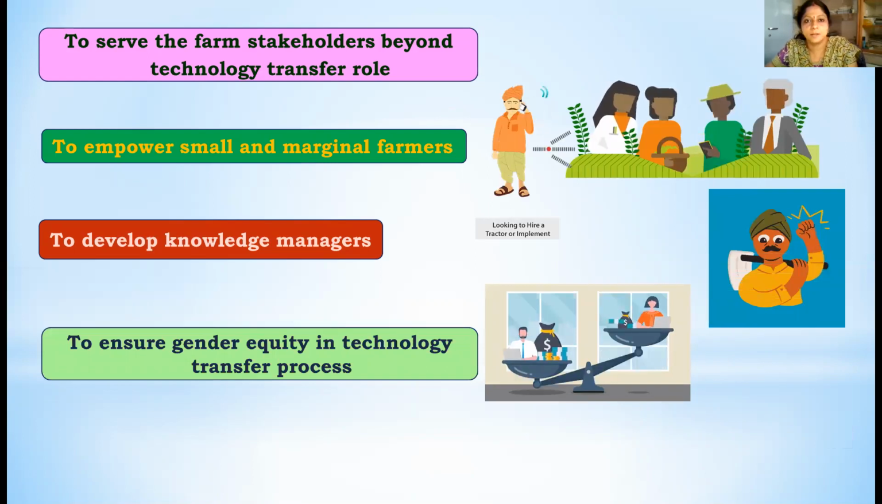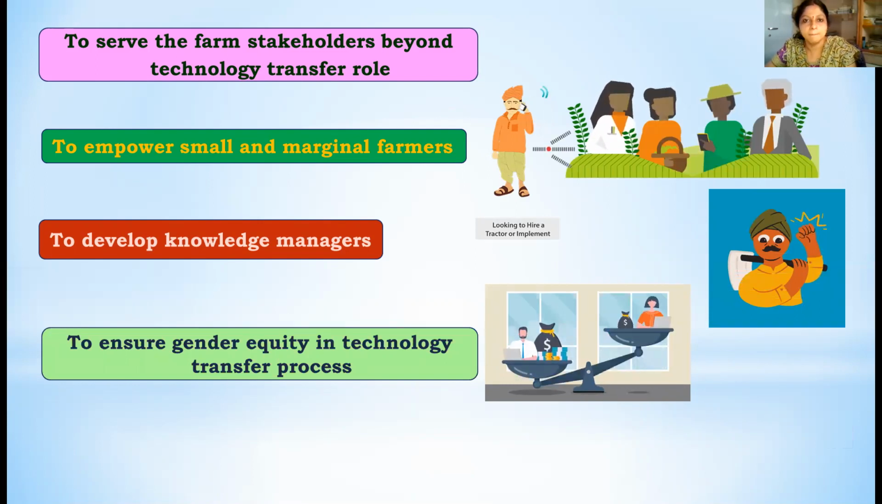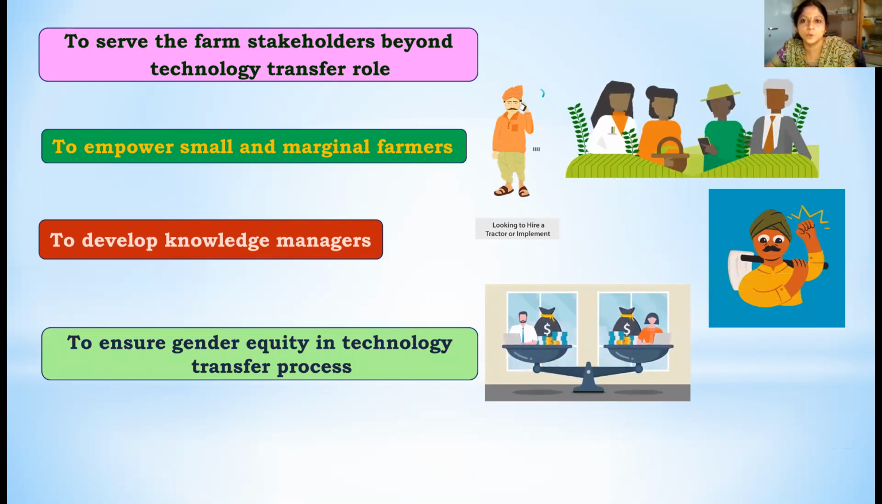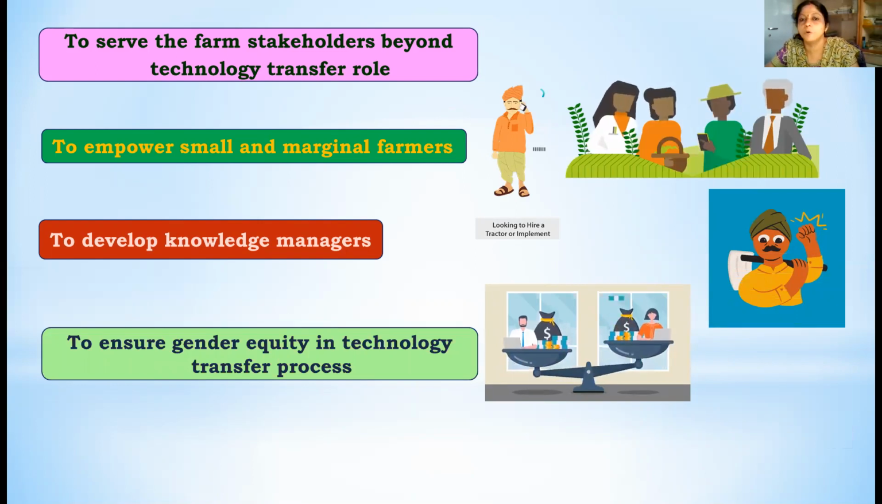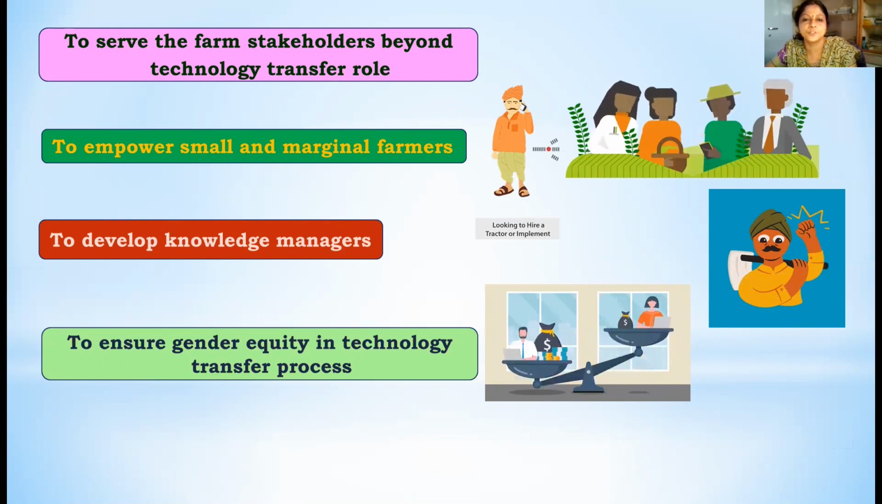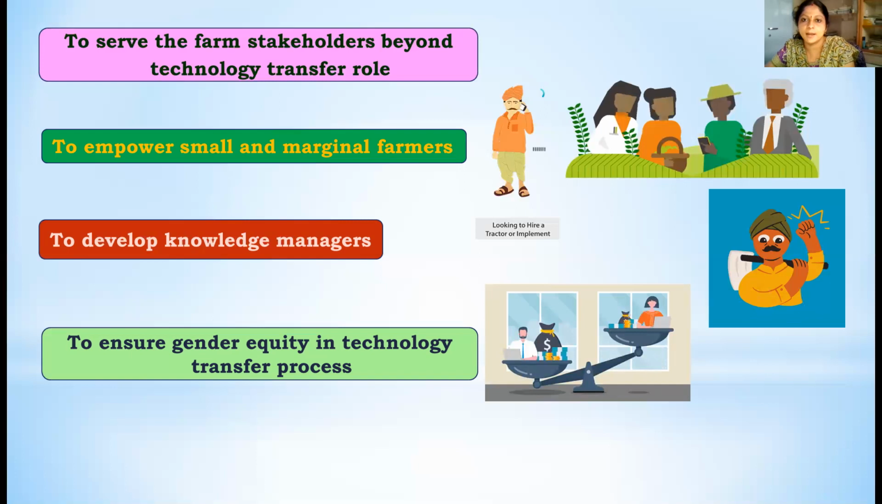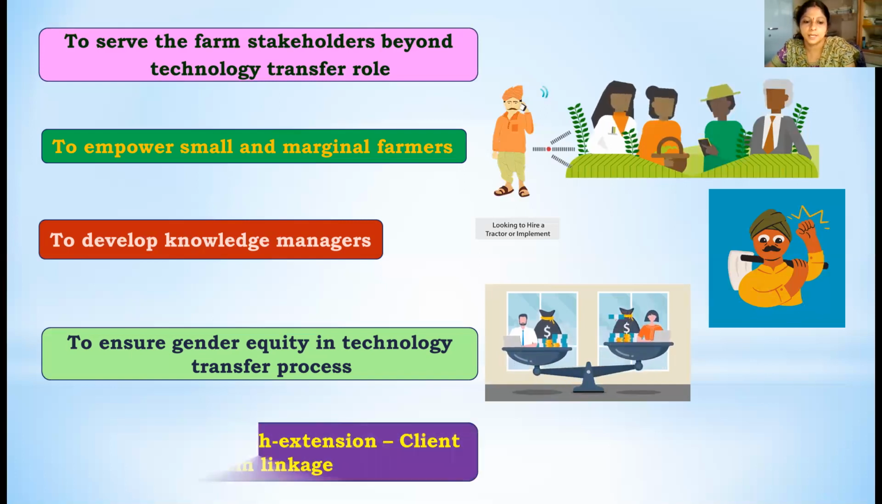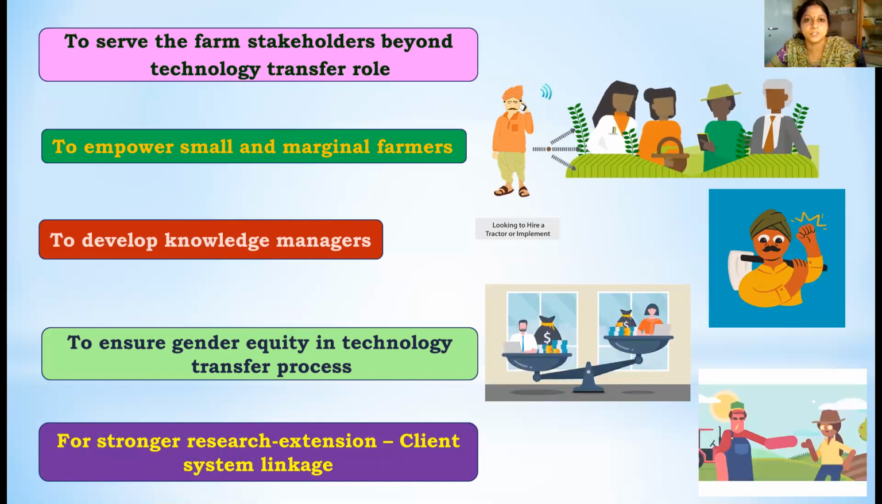Many times, whenever an extension worker visits a village, he usually contacts the head of the family or a male member of the family. They may not have an opportunity to talk with the female members, the youths or other genders. But with information technology, the information is available for all people. There is no barrier of gender, age or education. So anybody can access it. That's why it gives importance to gender equity in transfer of technology. And for building a stronger research, extension and clientele linkage system, this e-extension is very, very essential.